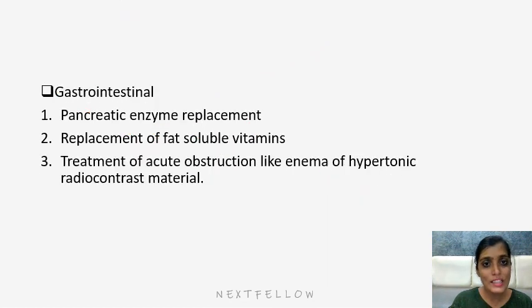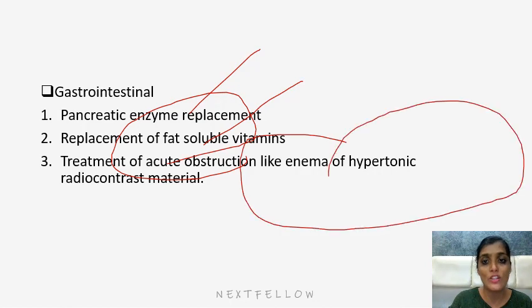As we have studied, one of the important pancreatic complications is pancreatic insufficiency. So you can give pancreatic enzyme replacement after every meal, and replacement of fat soluble vitamins to prevent their deficiency, and treatment of acute obstruction by enema of hypertonic radiocontrast material.